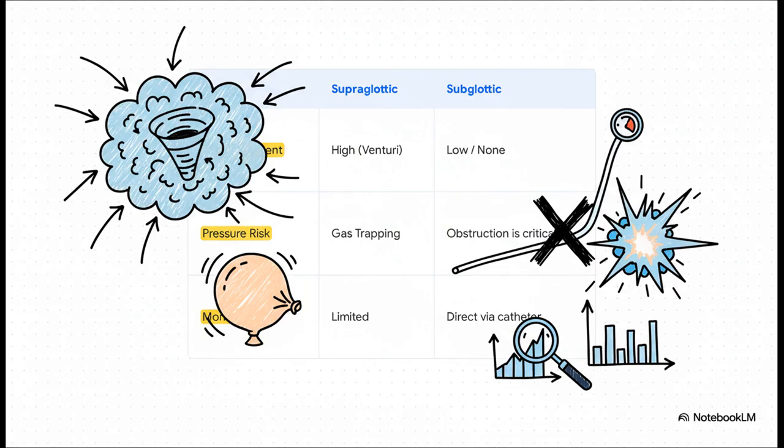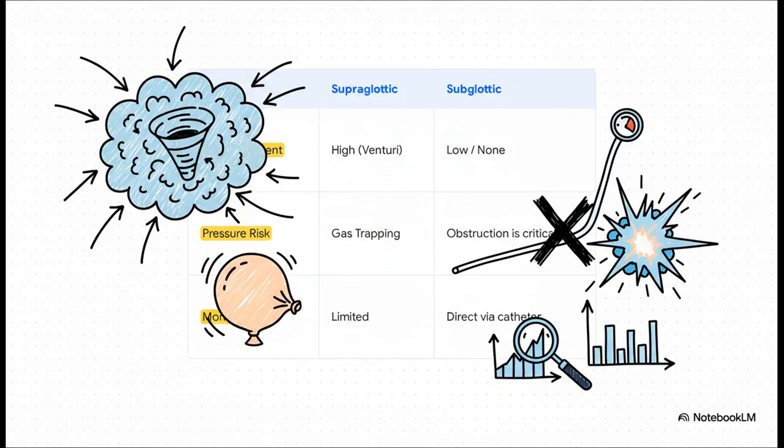With the supraglottic jet, the high-speed gas acts like a vacuum, sucking in or entraining a ton of room air. This boosts your tidal volume, sure, but it also means you have no idea what the final oxygen concentration is. It's also riskier for trapping gas. A subglottic catheter, on the other hand, doesn't really entrain air, which gives you more control, but, and this is a huge but, any blockage to gas getting out becomes a massive problem.